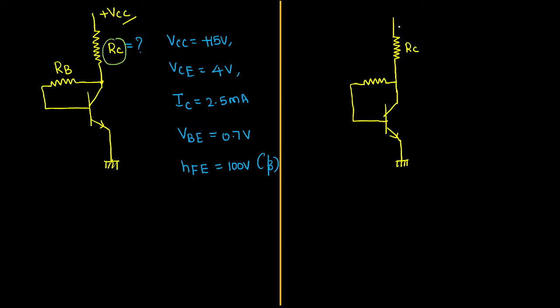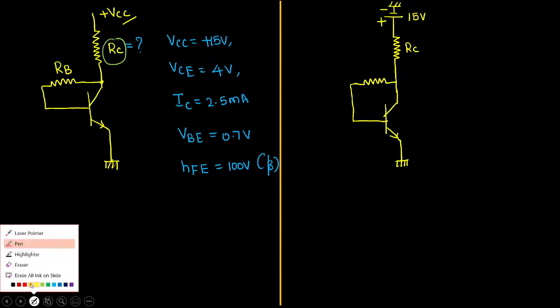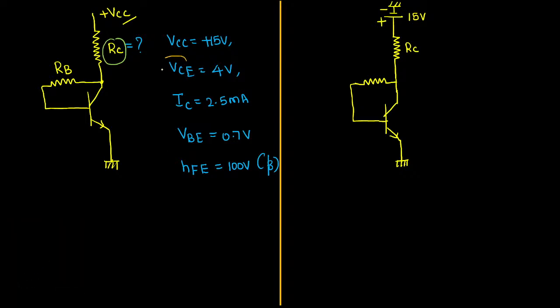Let's see. Good. At least few of you did this. See what they told? Plus VCC. So you know how to connect this, right? So this is minus plus. The value of VCC is given as 15 volt. Next, they have given some other data. Let us try to mark by identifying its positions.